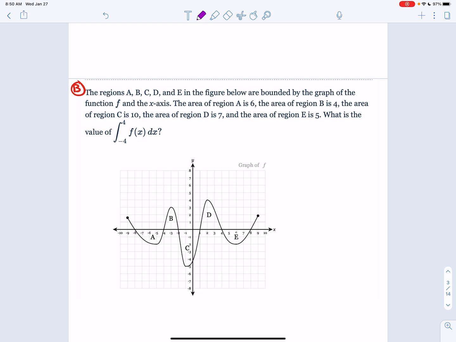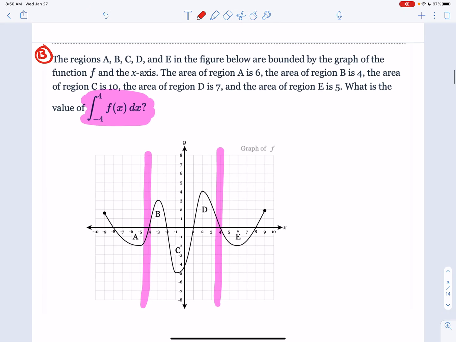Okay, so I know that I want to find the area from negative 4 to 4. So I want to make sure that I'm reading my question here. I want to find the area from -4 to 4. So I know a few things. I know that region A is -6 because it's below. Region B is +4 above. Region C is -10. Region D is +7. And region E is -5. But again, I only want to accumulate area from -4 to 4.